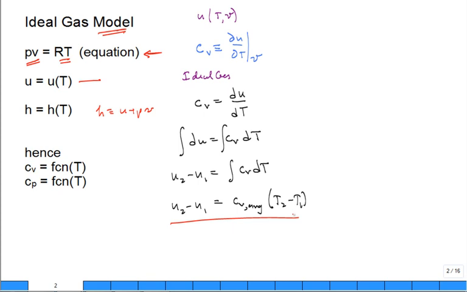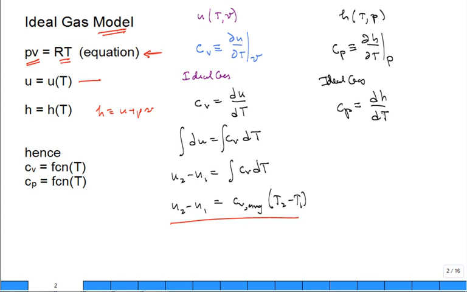Ideal gas. Can you do the same thing starting with H, thinking about H as a function of temperature and pressure? You define C sub P as the rate of change of enthalpy with respect to temperature holding pressure constant. If it's an ideal gas, then C sub P is only an ordinary derivative of enthalpy with respect to temperature. And you get H2 minus H1 is equal to C sub P average times T2 minus T1.